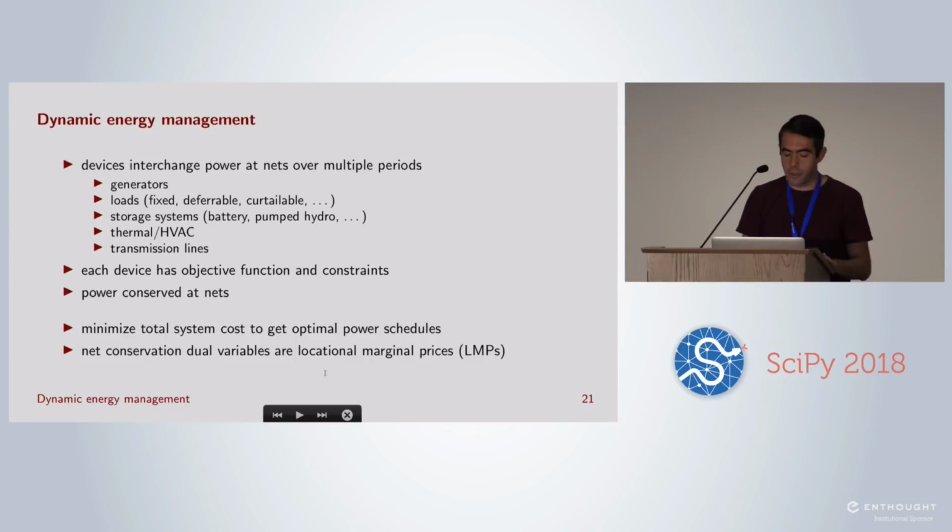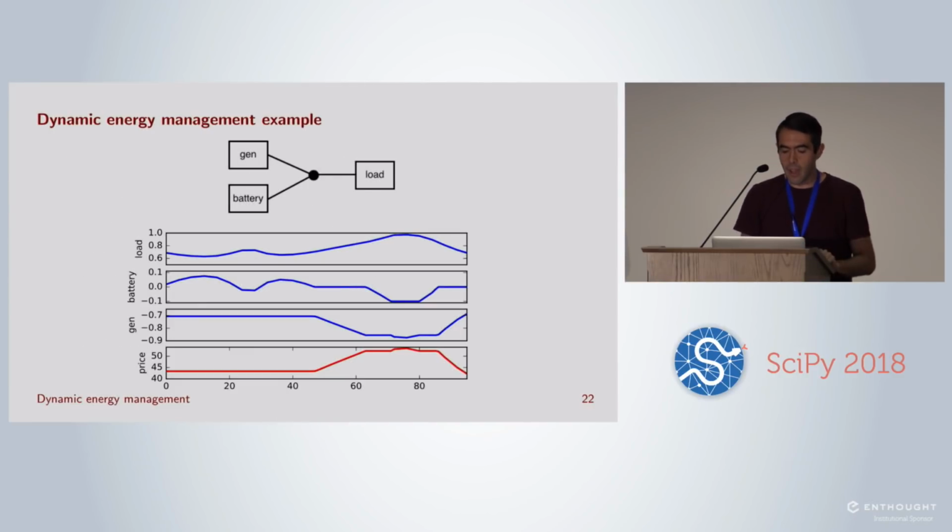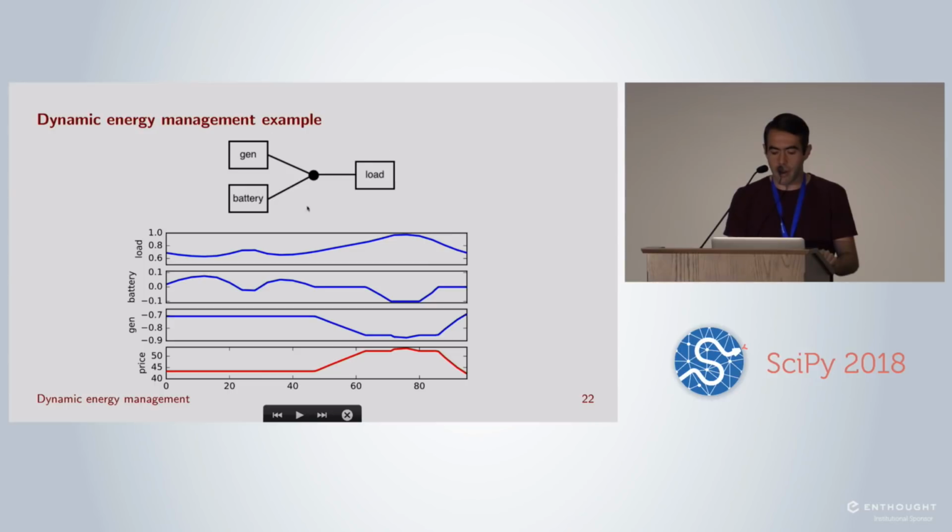And actually, you also get prices from this. These are real. These are part of how the grid is managed. They're called locational marginal prices. It's just how much you should charge for the power at the different locations. And so here you can see a little visualization. We have 3 devices here: a generator, a battery, and then a load.